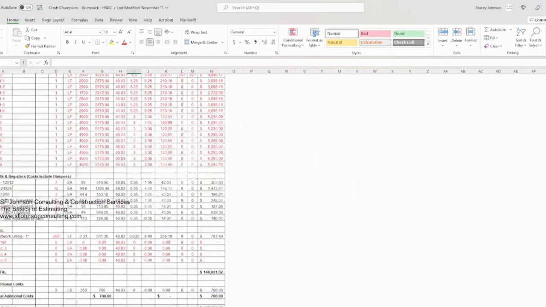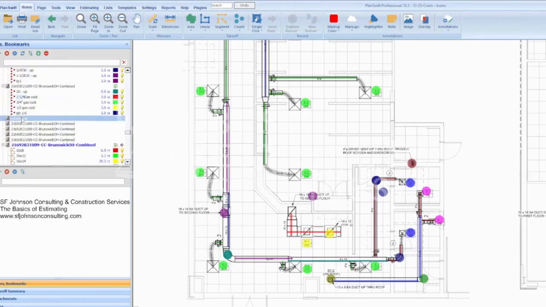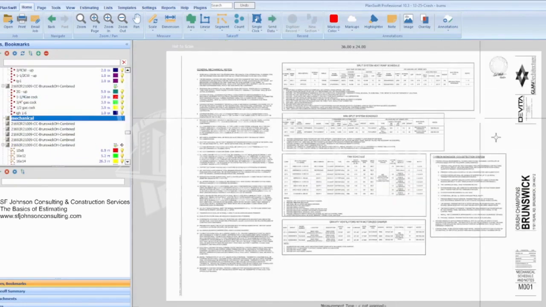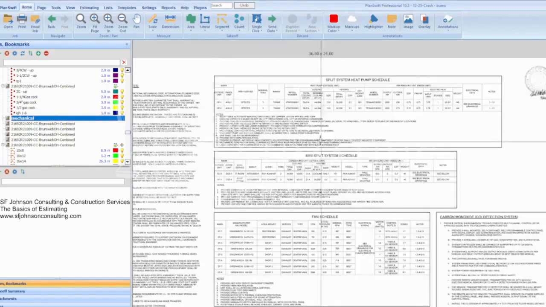So again, to recap, when we look at our plan, mechanical set cover sheet, right? It's going to tell us all of our equipment. So we don't have to worry about counting from the plan. We can just note it, go right from here to our estimate.